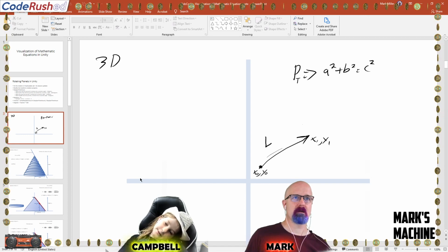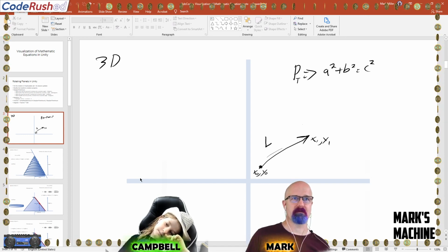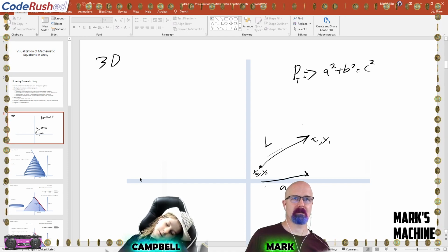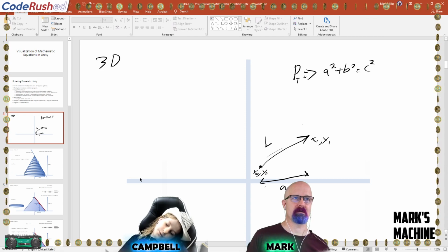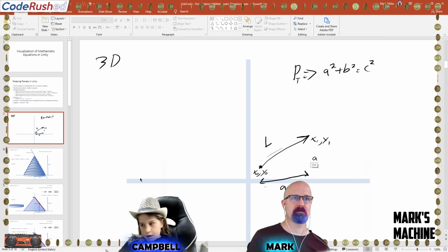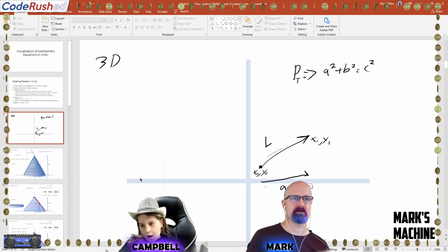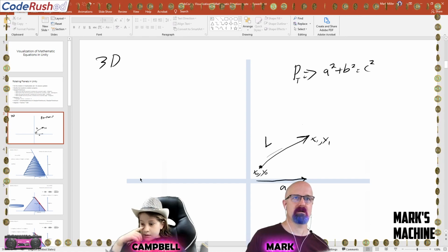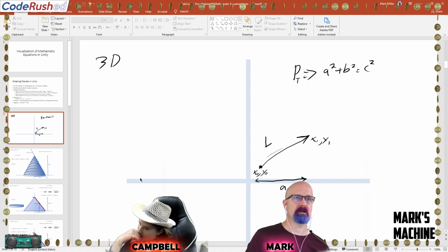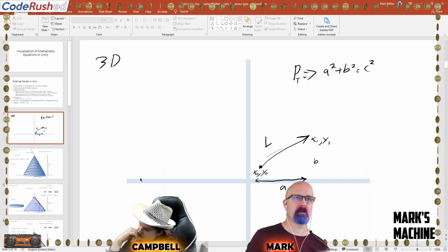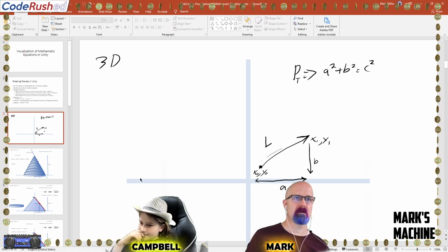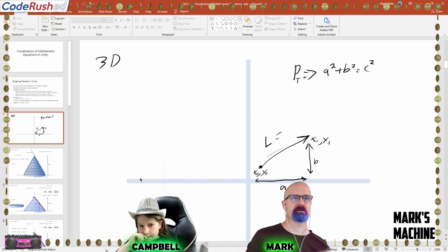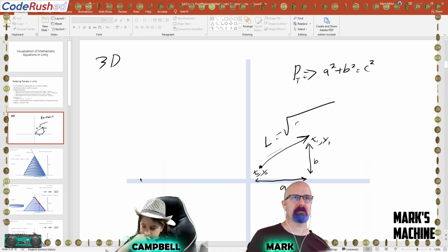equals c squared. And in this case, your a is one of these sides, like from here to here. It's one of those sides right there, and your b is the other distance up here. Let me just undo that. I didn't like that line across the bottom. So your a goes across to here, and your b is going up here. And then your length is c, right? So your length is equal to the square root of, go ahead, what do you want to say, Campbell?